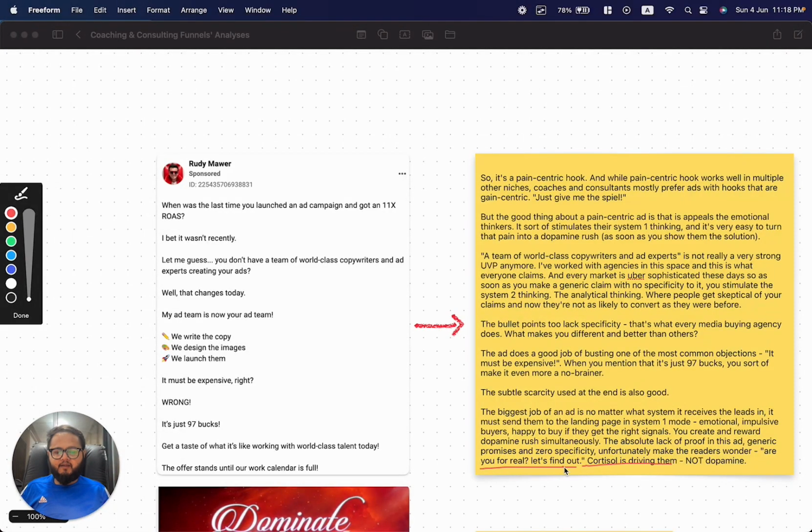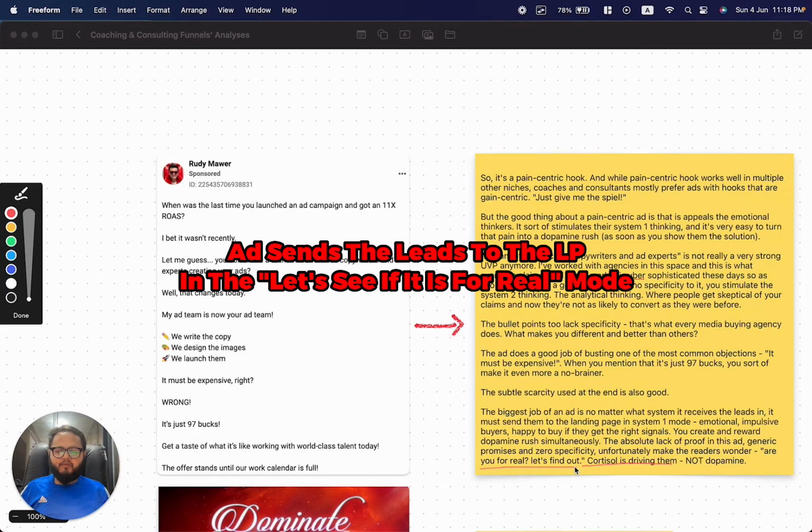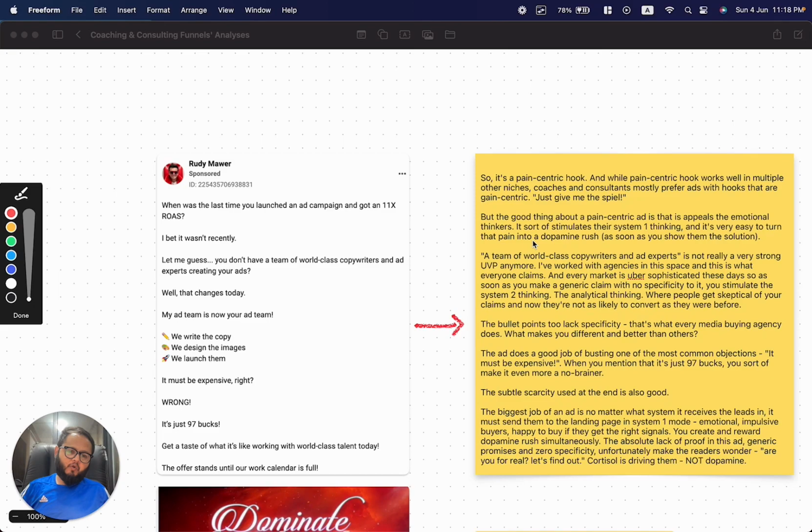So they are in the "let's find out" mode, which is basically not good for you. I would like to talk about cortisol and dopamine before I start talking about the landing page. Dopamine is a good hormone, a feel-good hormone. You are thinking emotionally. You act like an impulsive buyer. You see something good, you buy it.